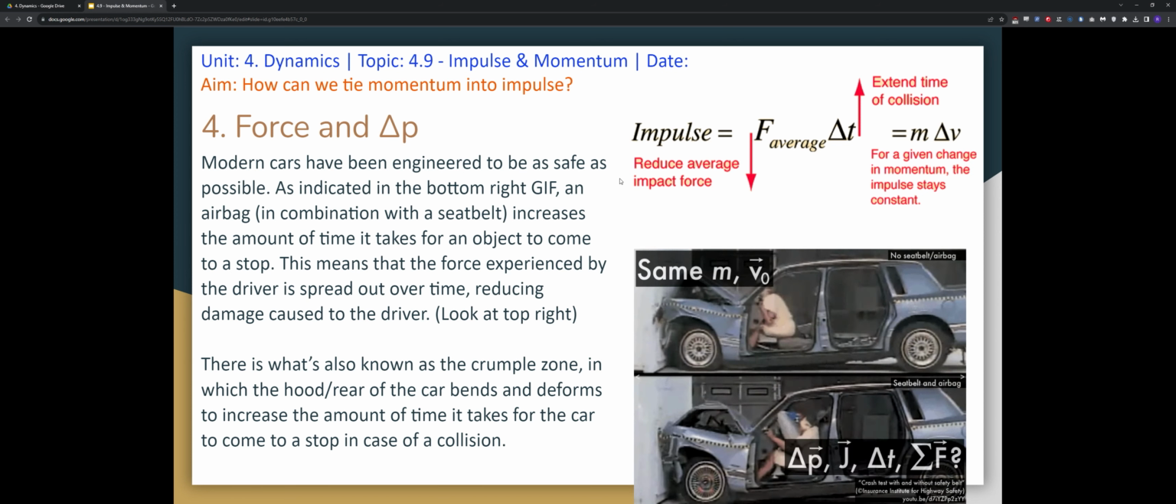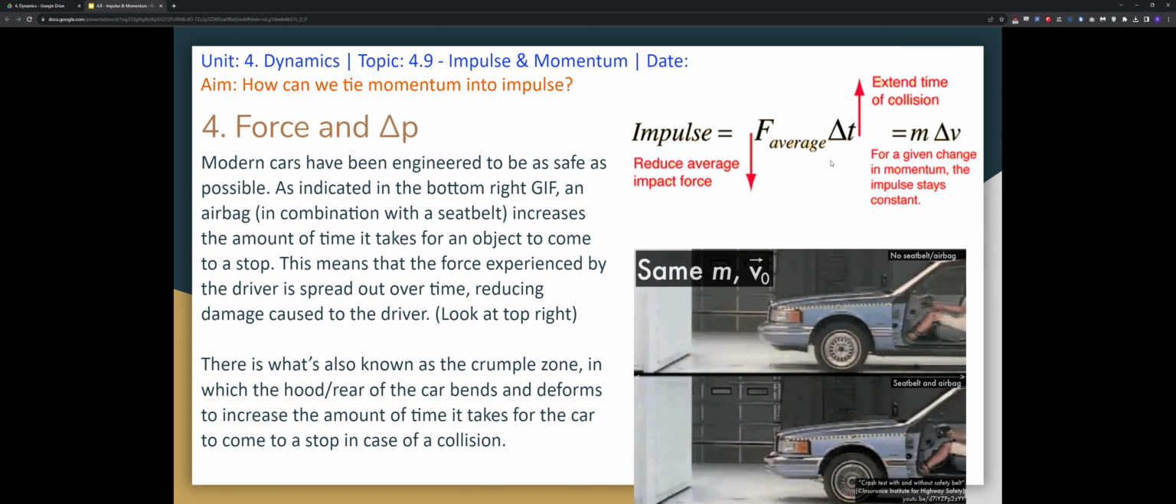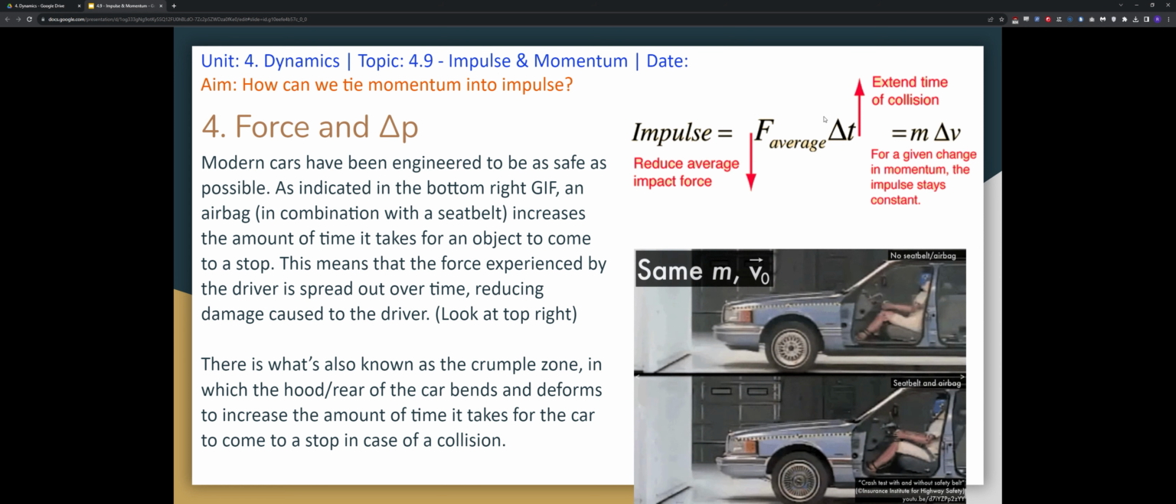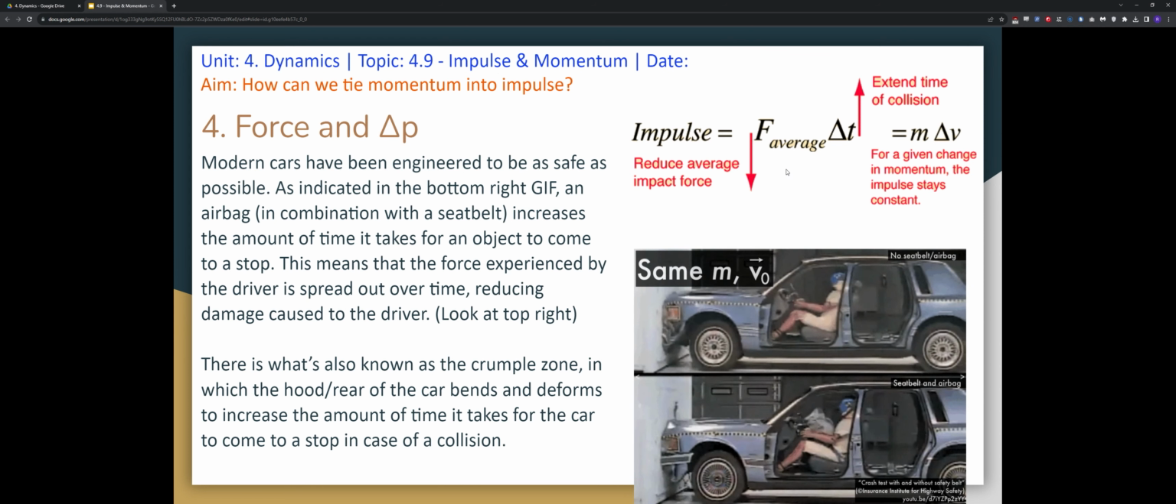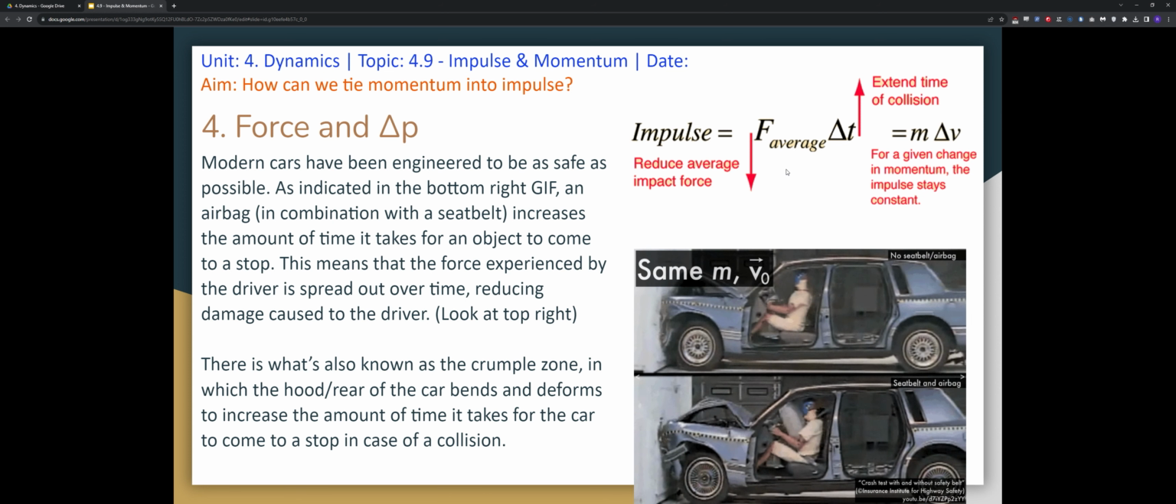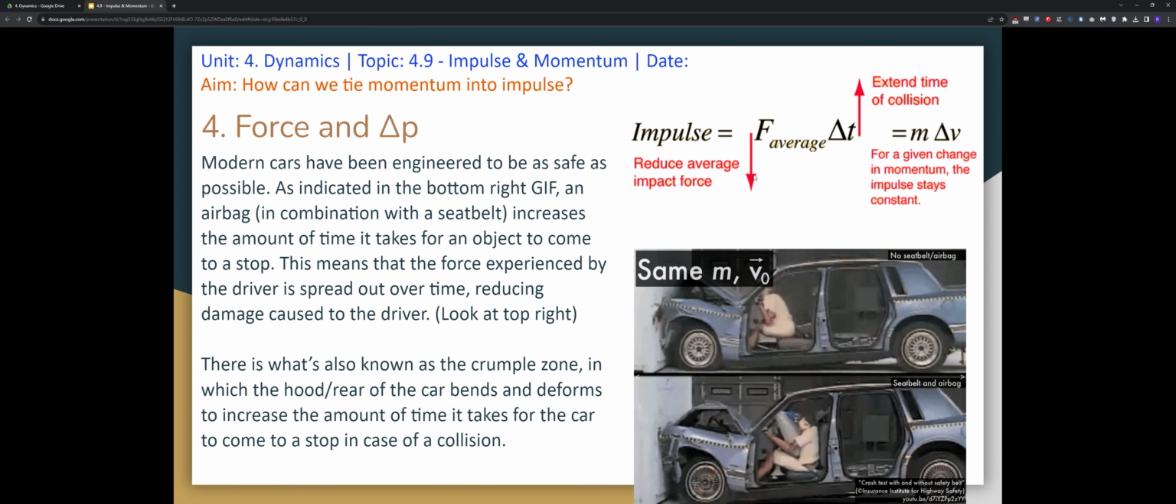And because it increases the time, it extends the time of collision. If you look at the formula on top right, because you extend the time of collision, you decrease the amount of force that you experience, or rather your average force that you experience over a certain period of time.